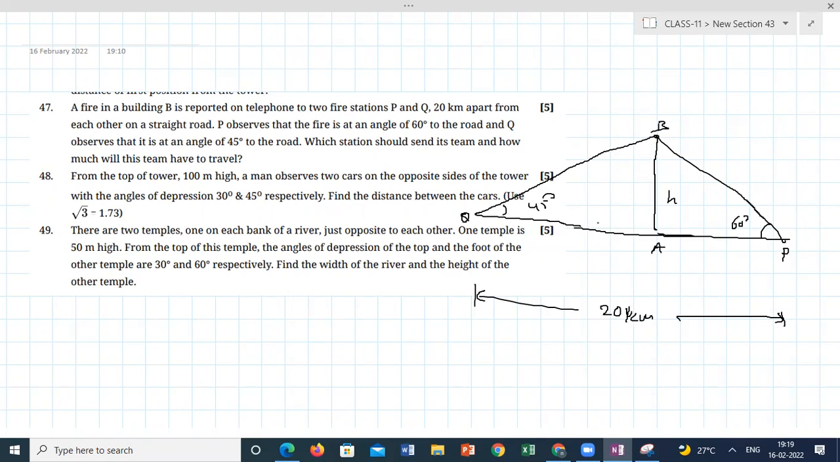Sir, I drew the first diagram which you drew, sir. That only I did, sir. That is clearly saying that sending from 100 degrees is far away from it now.